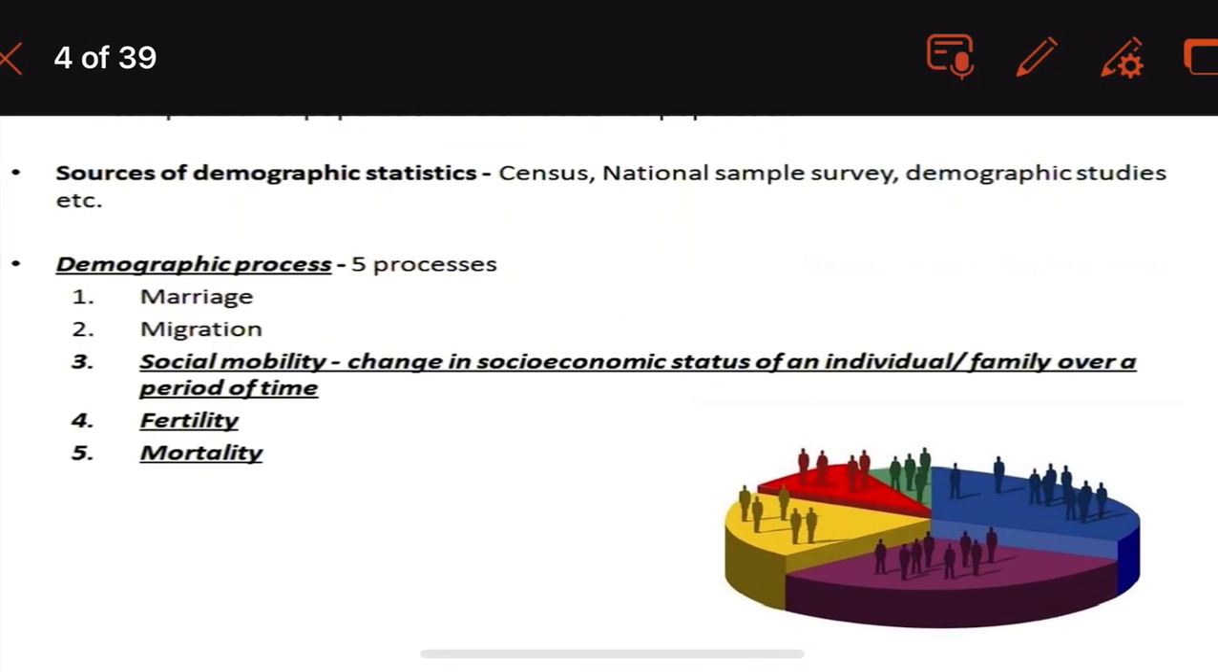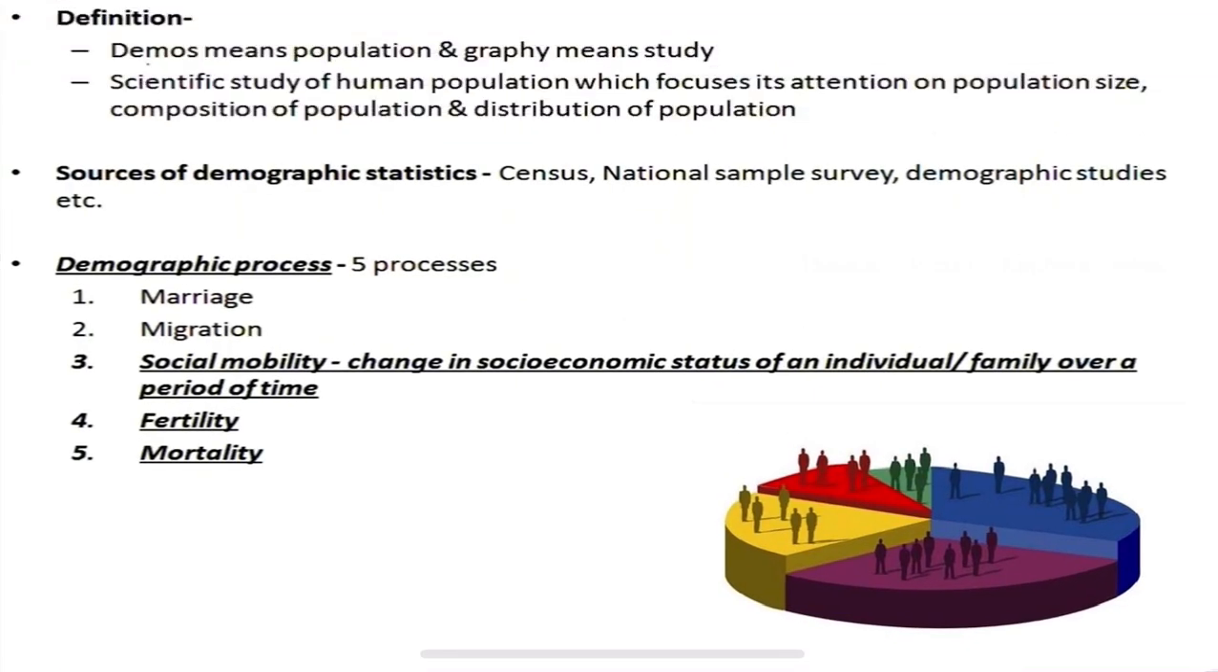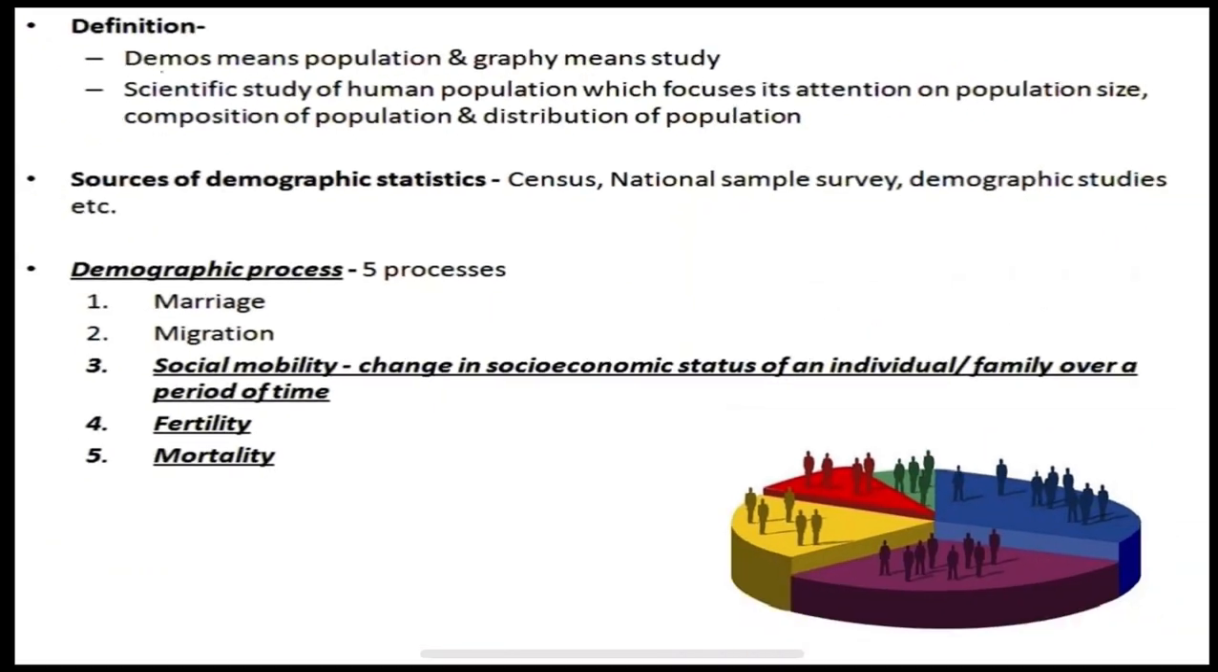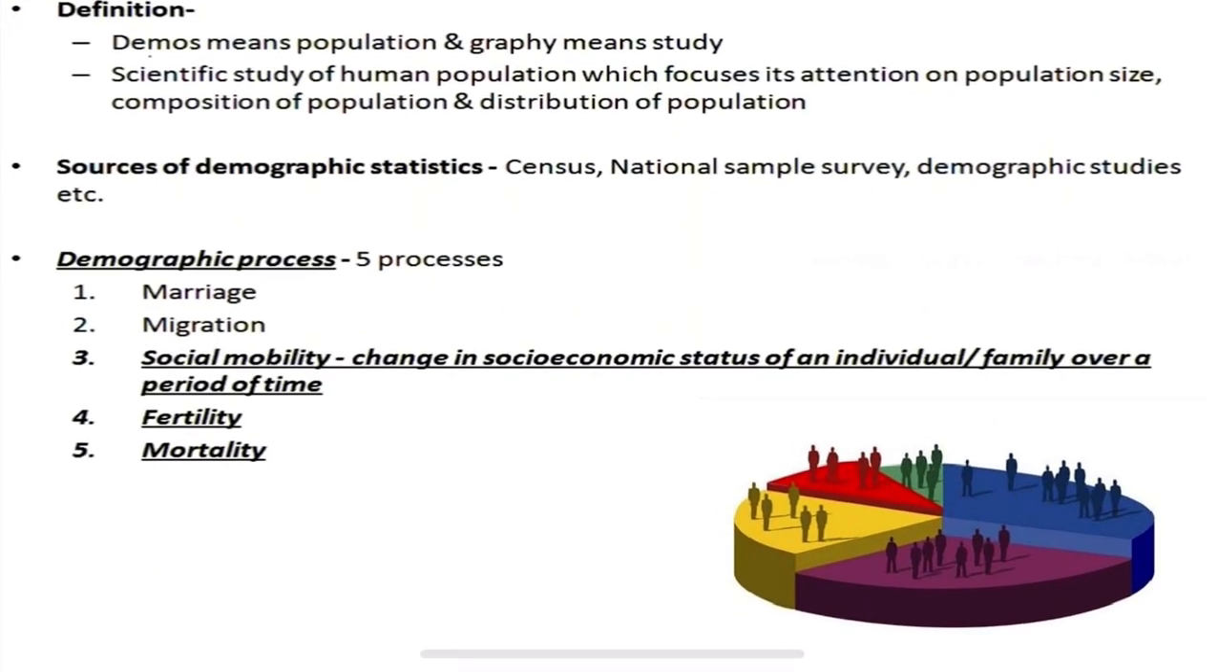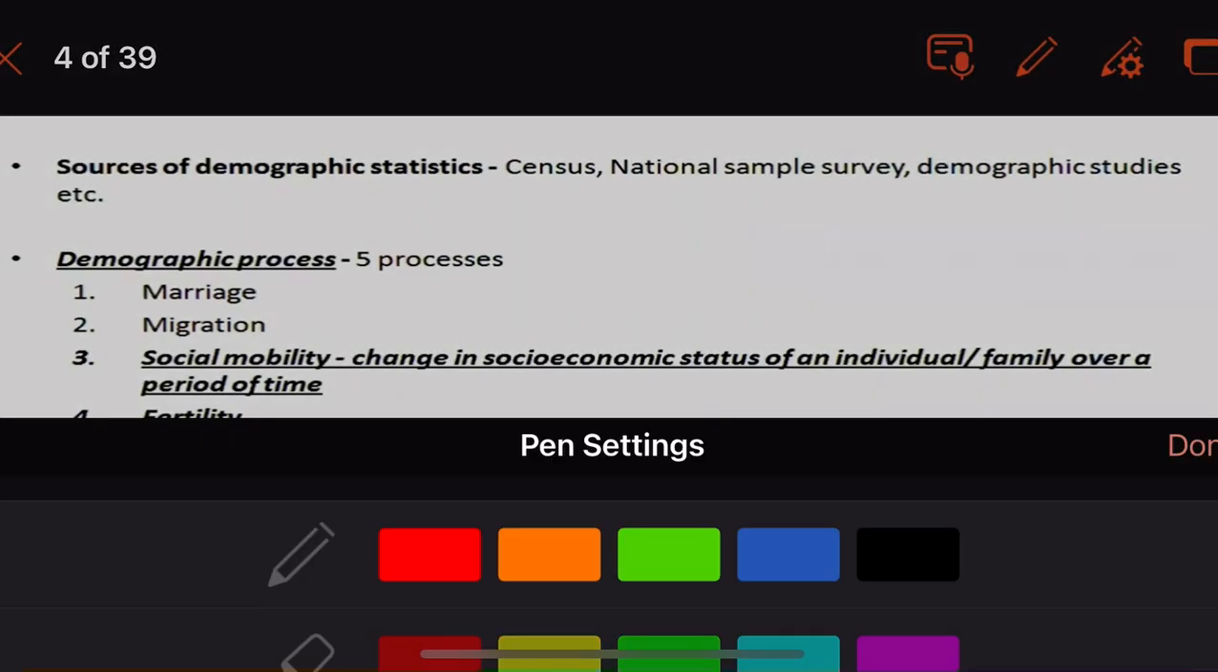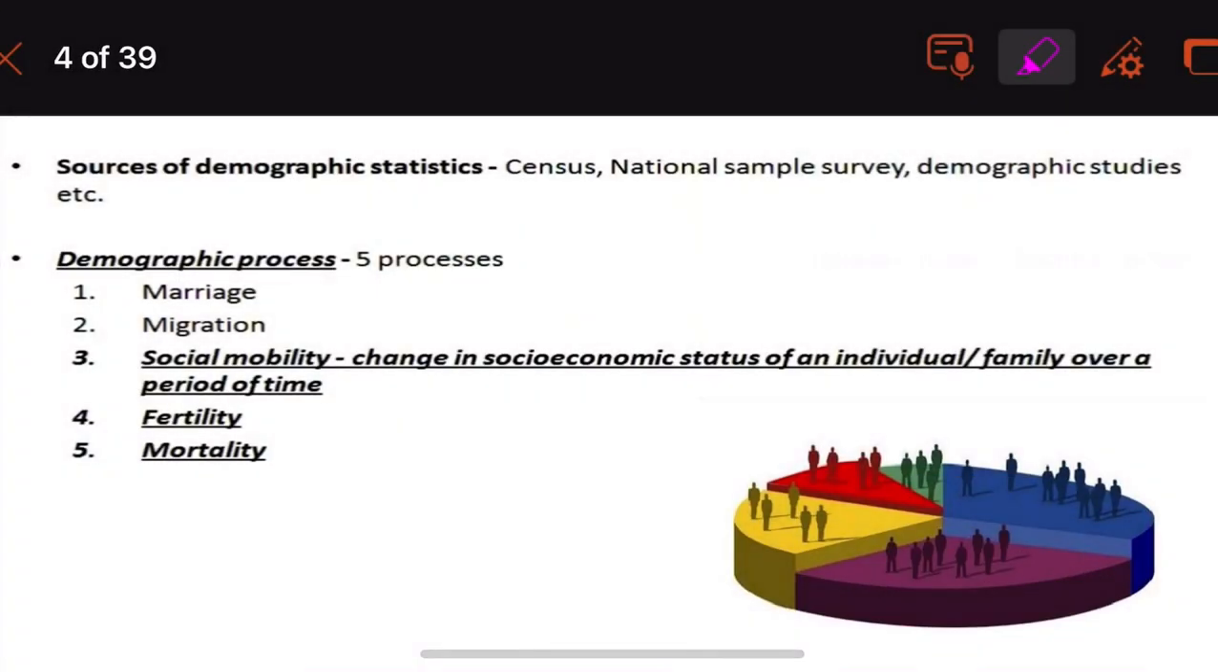What are the sources of this demographic statistics? They are census, national sample surveys, demographic studies, etc. So we saw the sources, that is census, surveys and the different demographic studies. Moving on to the demographic process. To understand the demographic process, let us make it into a type of short story.